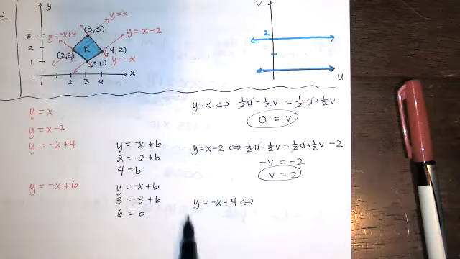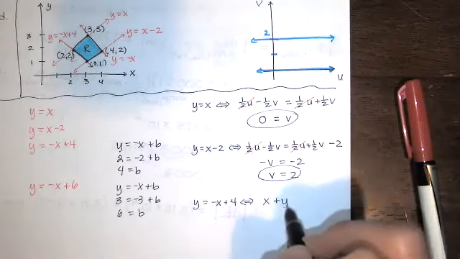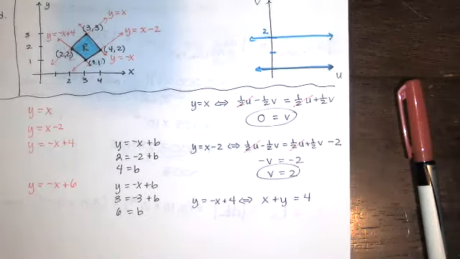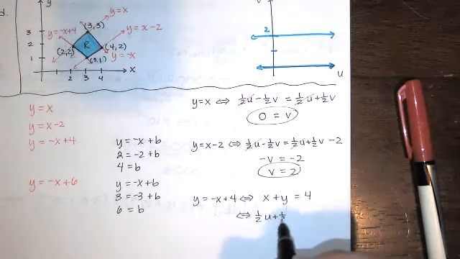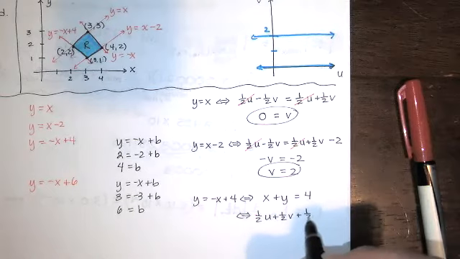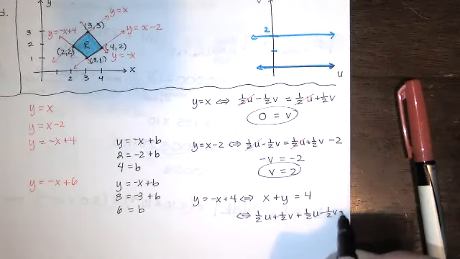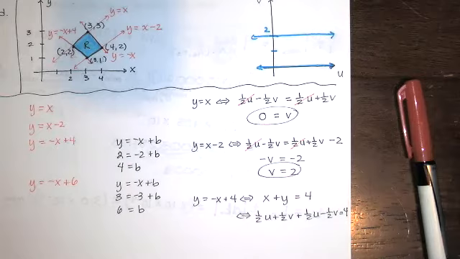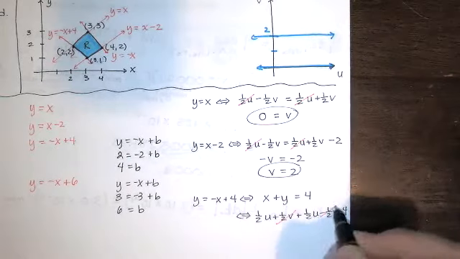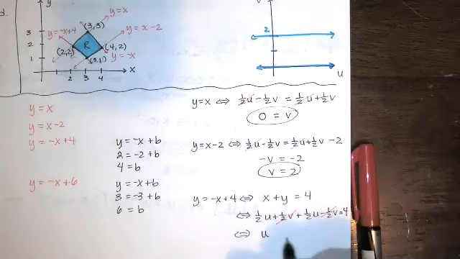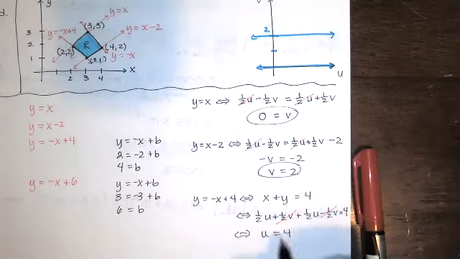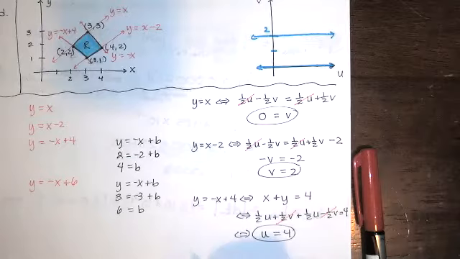I think I want to rewrite that as x plus y equals 4. It's the same thing. Now let's replace x with 1/2 u plus 1/2 v, and replace y with 1/2 u minus 1/2 v, and set that equal to 4. Well, the 1/2 v's reduce this time, and now you've got 1/2 u plus 1/2 u, which is u, equals 4. So that's one boundary.